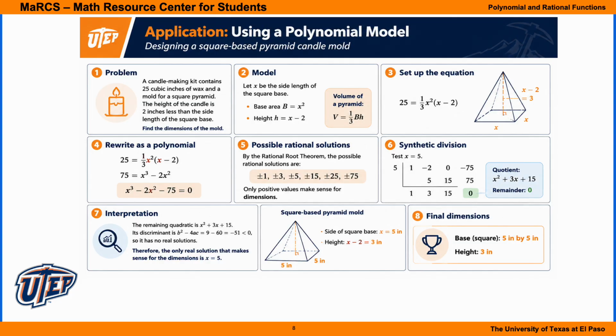So that means we can plug in x is equal to 5, and we'll see that the base is 5 times 5, which is 25, and the height is 5 minus 2, which is 3 inches. So the final dimensions are the base of 5 inches by 5 inches and a height of 3 inches.